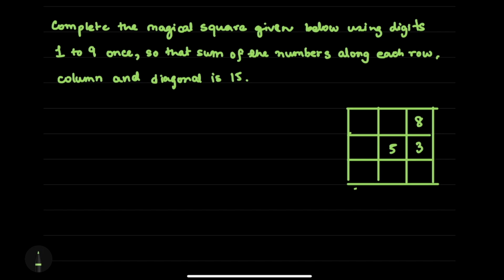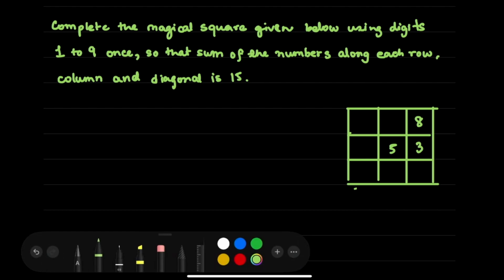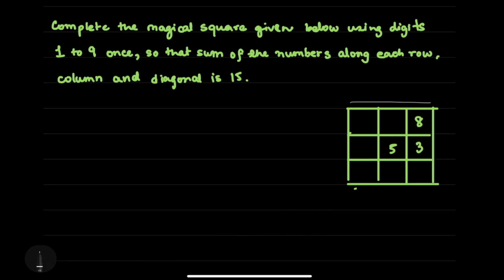So let's do this diagrammatic question. What we need to do in this question is complete the square using digits from 1 to 9 by using them once only. So the sum of each row, each column, let me show what a row and a column is. So this is a row, this is a column, and this is a diagonal. So the sum along all these lines should be 15.